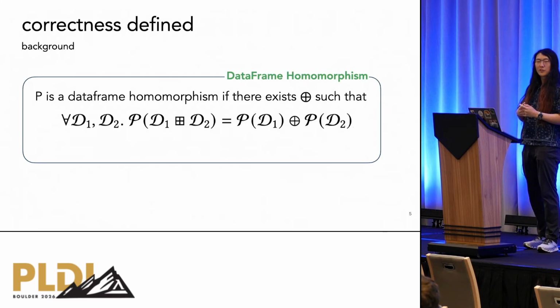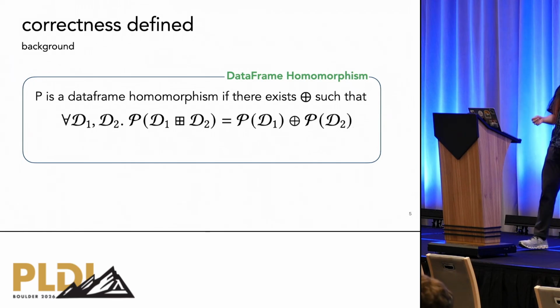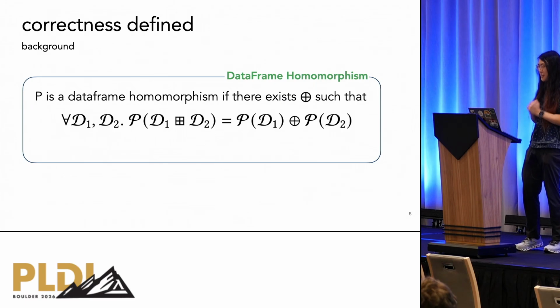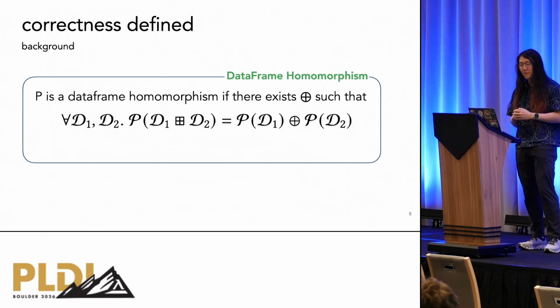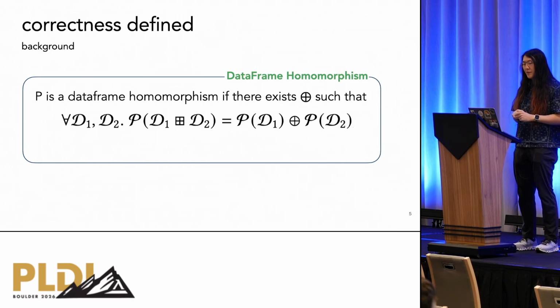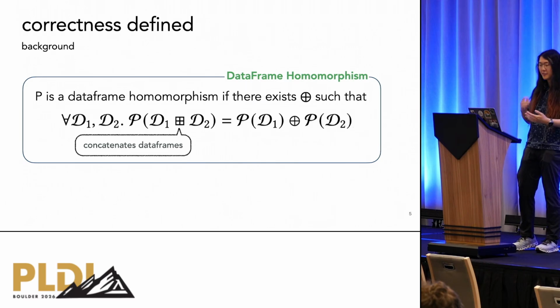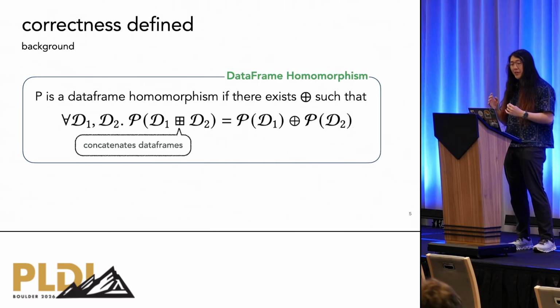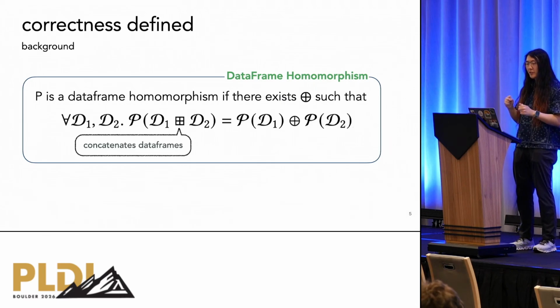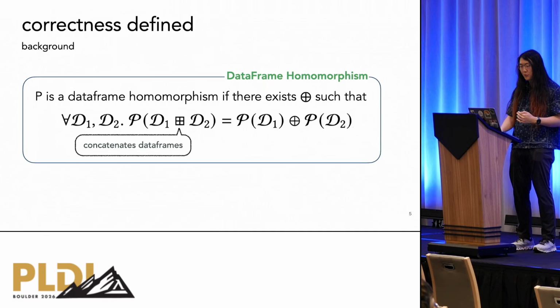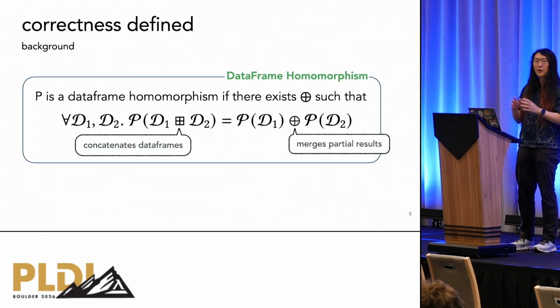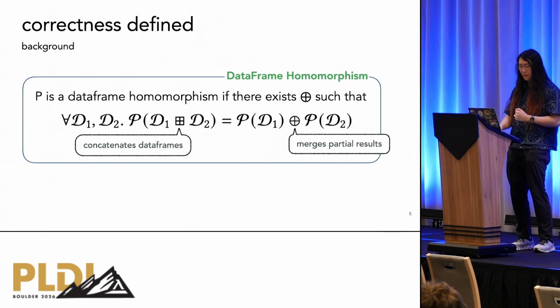We saw that merge functions are useful, but what does it mean for the merge to be correct? Well, basically, it needs to satisfy this algebraic law I show here. It says that the UDAF computation P is a data frame homomorphism if there exists a merge operator such that for all data frames D1 and D2, the result of running the UDAF on D1 concatenated with D2 should be equivalent to the result of first individually running the aggregation over the two data frames and then using the merge operator to combine them.